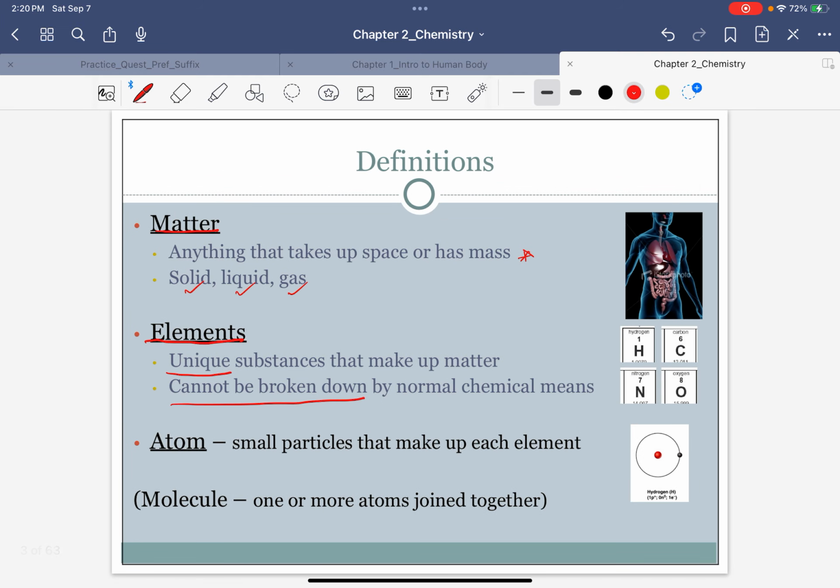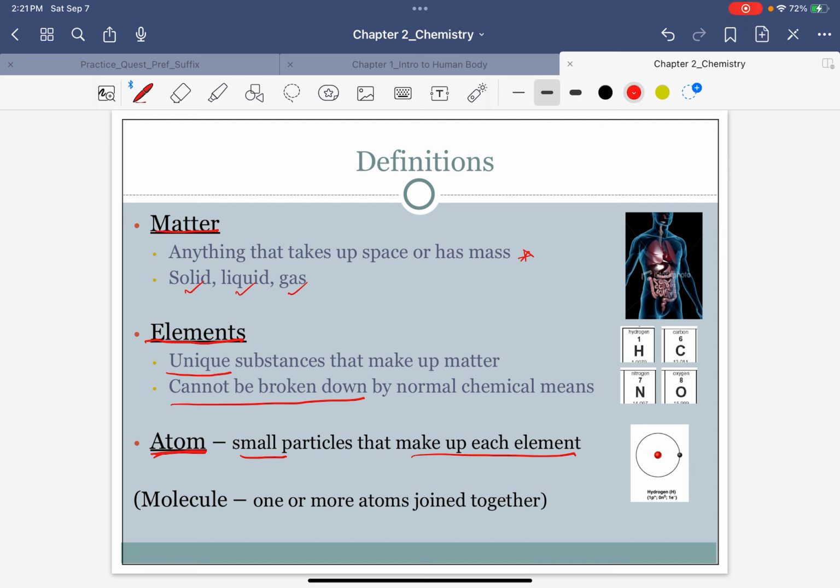Look at us moving along. Be able to match the definition. We got matter, we have elements. Now I want to introduce atom. Atoms are the smallest particles that make up elements.